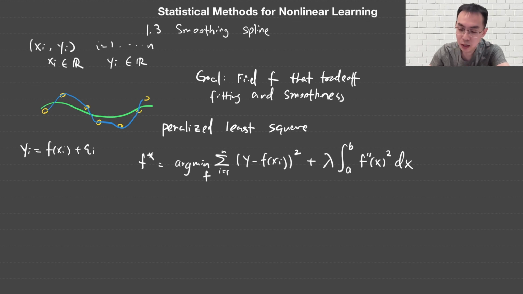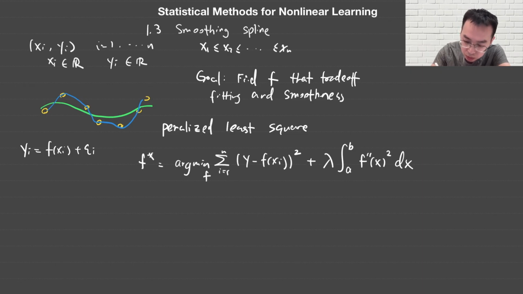So that's our objective. I should also say that this data set is sorted. That means x1 is smaller than x2, smaller than xn. So that's the sorted data. And so this is the penalized least square. Let's see how we interpret them.